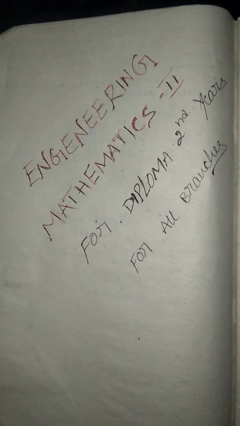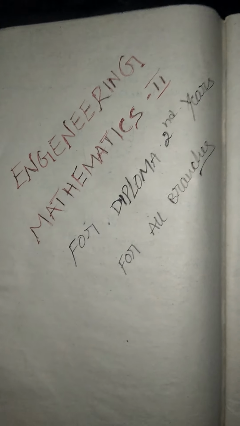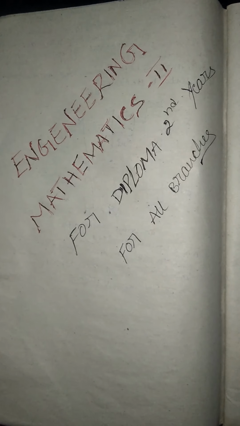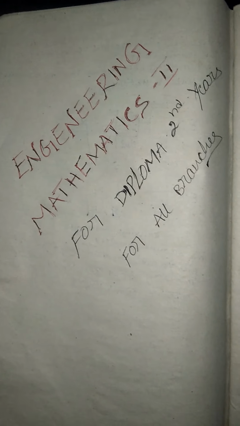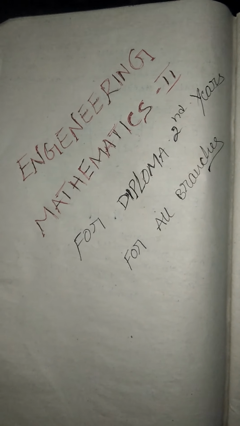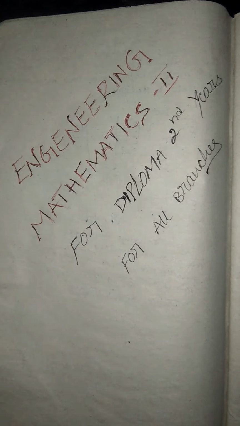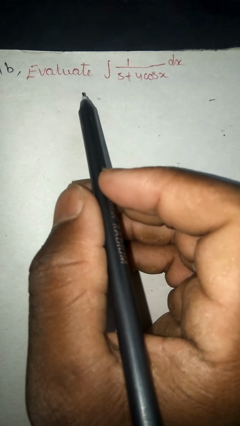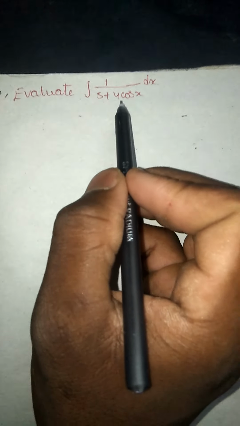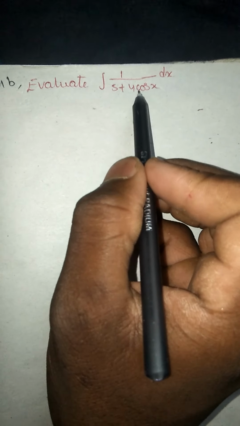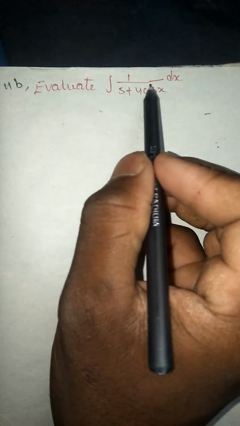Today I want to talk about Engineering Mathematics 2 for diploma second years. This is related to all branches, mechanical, civil, probably. Today I want to talk about 11th essay B1. This question is repeated so many times. 11th B1: evaluate the integral of 1 by (5 plus 4 cos x) dx. This is repeating so many times, so today I want to explain this sum.